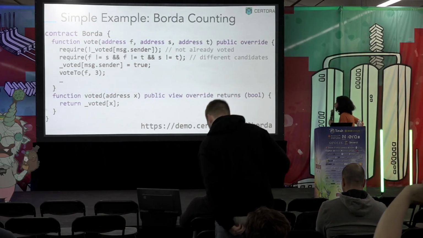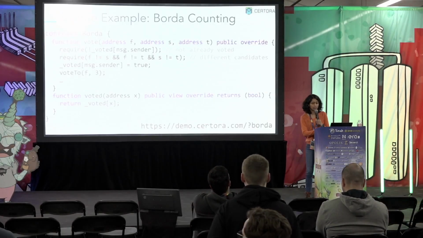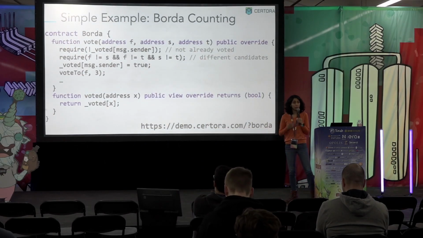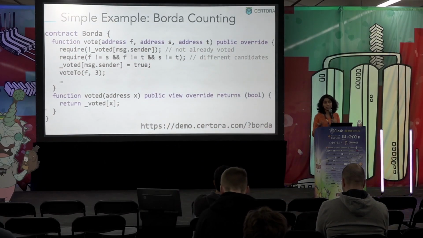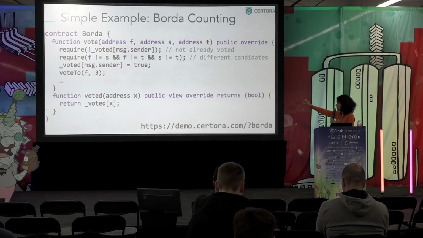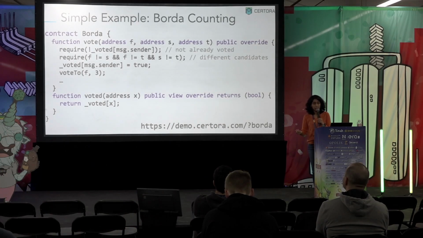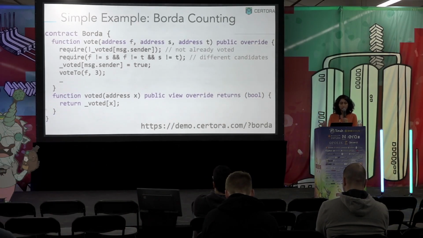Okay, so before going any further, I want to give you a small example. So maybe some of you have actually seen something like this. So this is a smart contract in Solidity, and it's doing Borda accounting. So it's a voting mechanism. And you can read about it more later, but I'll give you enough information in this talk for you to follow along. So what's happening here?